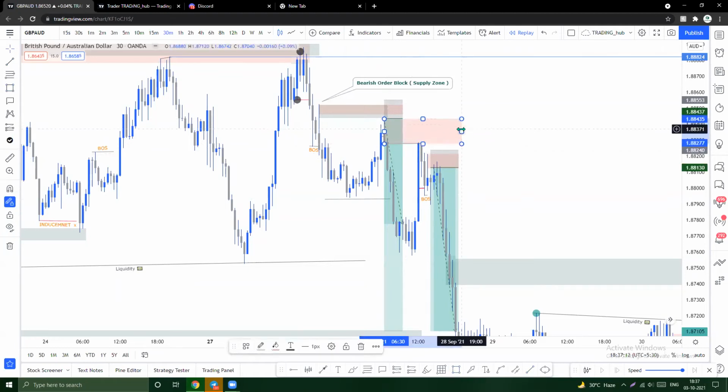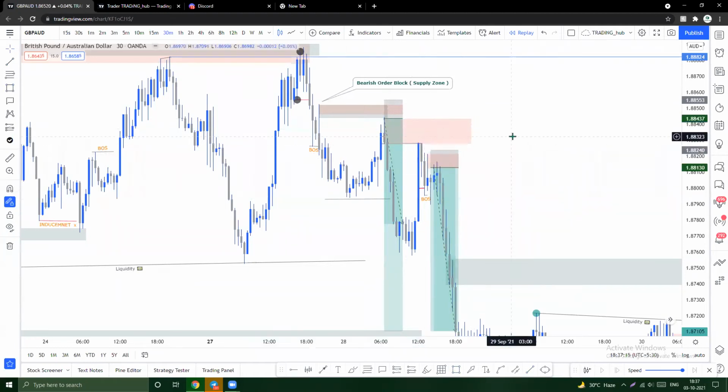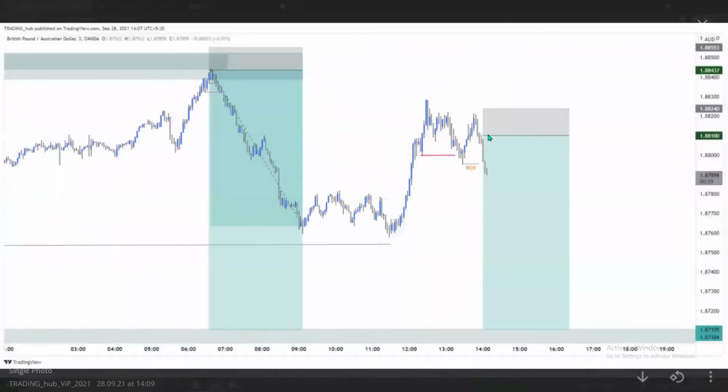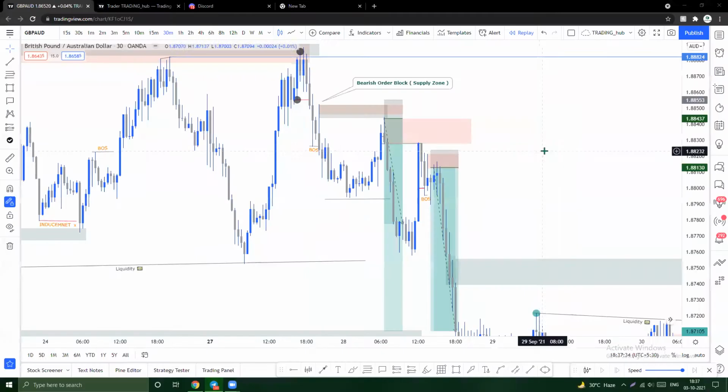And I was waiting for that. If price mitigates this supply zone, I will wait for another confirmation in the 5-minute structure, 3-minute and 2-minute, for the break of structure. Then I will scale my next position, as I showed you, this one right here. So first change of character, next break of structure, then I scale my next position here.